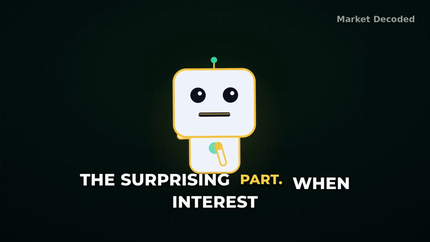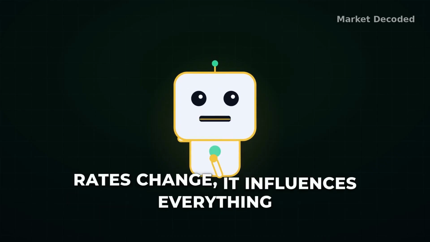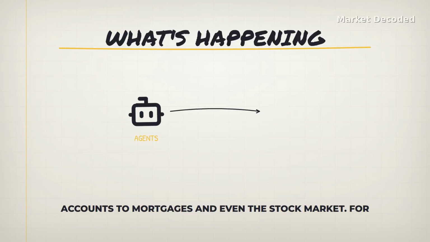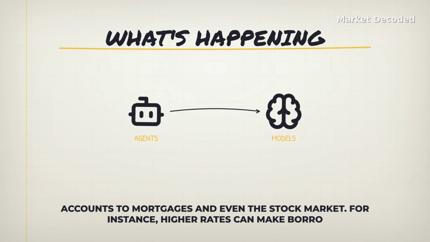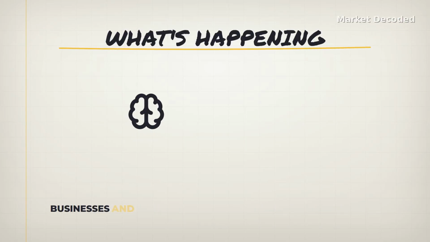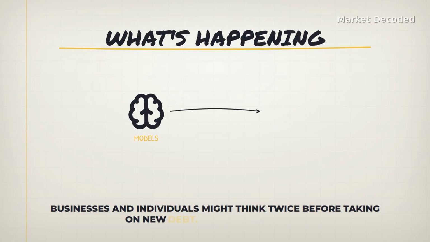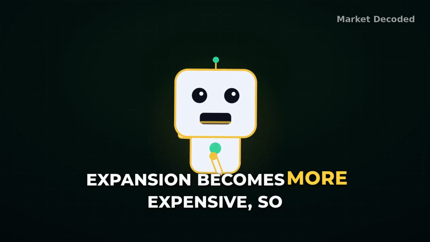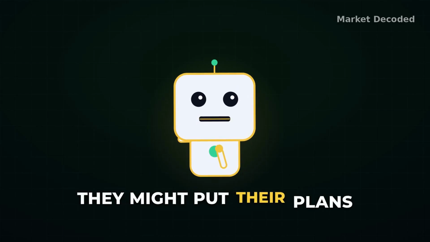And here's the surprising part. When interest rates change, it influences everything from savings accounts to mortgages and even the stock market. For instance, higher rates can make borrowing more expensive, which can slow down spending and investment because businesses and individuals might think twice before taking on new debt. Imagine a company that wants to expand its operations. If interest rates are high, the cost of borrowing money to fund that expansion becomes more expensive, so they might put their plans on hold.